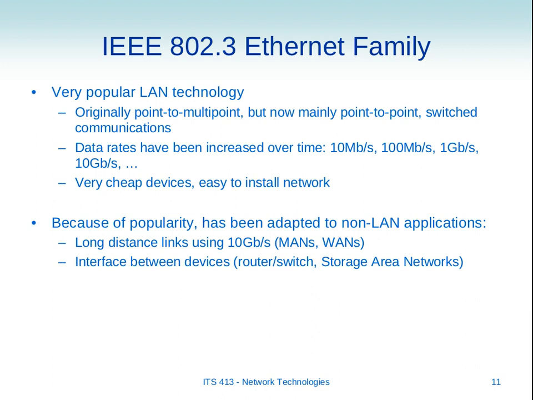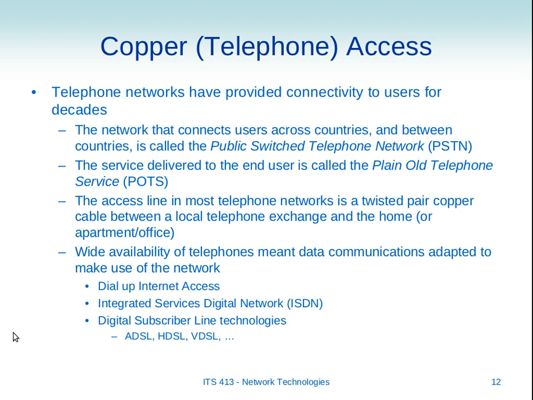How else can we access the network? Ethernet's mainly used within office buildings. What about a home user? From their house, or their dorm, or their apartment, how do they connect to the outside world? A popular approach is to use the telephone network. Telephone networks have been around before computer networks, so there have been telephone networks for 100 years or so. So it makes sense to make use of the existing infrastructure.